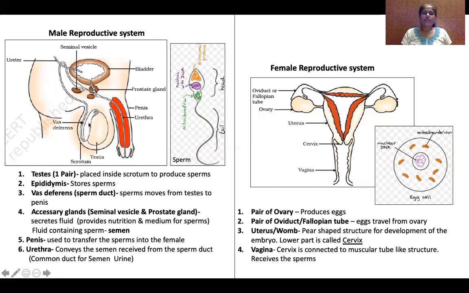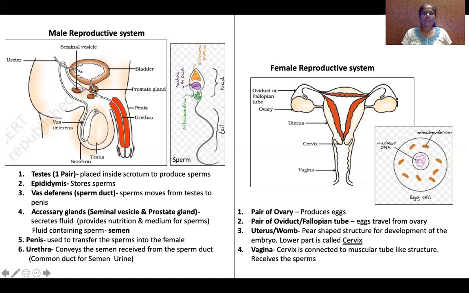Here, the sperms are stored and become matured. Sperms get matured in this region. Then the sperms move through this duct, the sperm duct or vas deferens. This is a channel called vas deferens through which sperms move. Once it reaches here, we can see a gland called the seminal vesicle and another called the prostate gland.